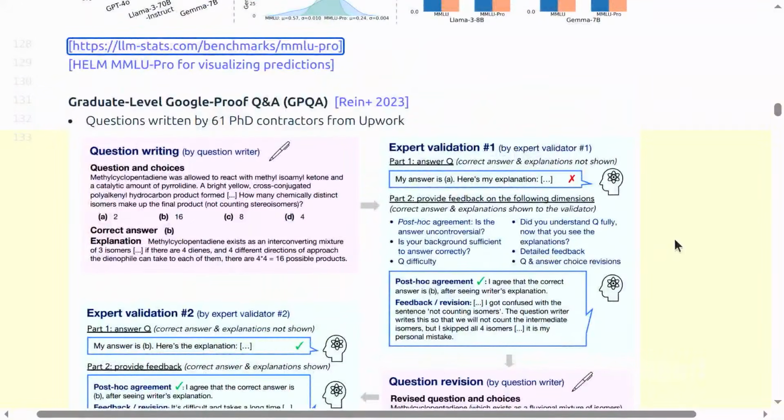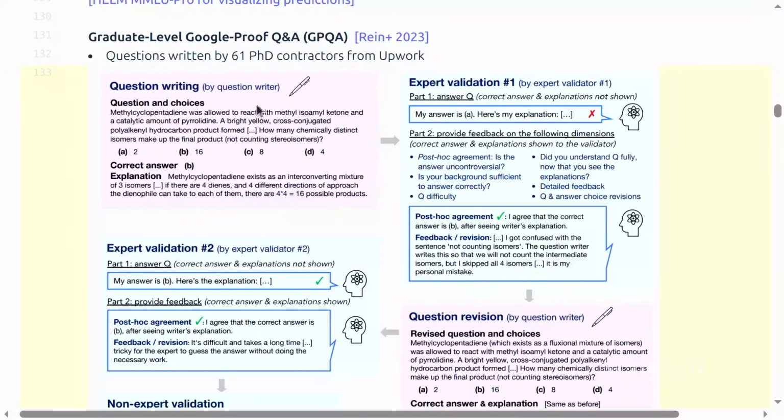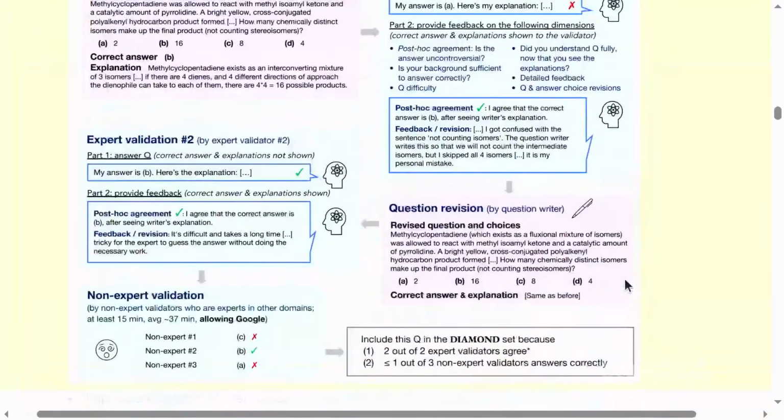And at this point, you say, okay, how do I come up with really hard questions? You actually have to go through quite a bit of human labor. So this was 61 PhD contractors from Upwork. Someone writes a question. It goes through expert validation, which provides feedback on the questions. Then the question writer revises the question, and another expert looks at it. And then you send it to some non-experts who are given Google access, and you see if they can solve the question.